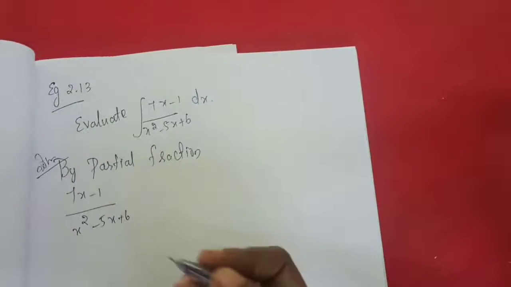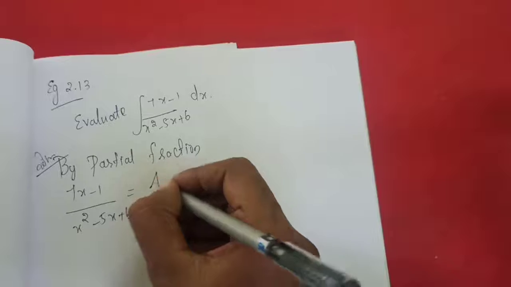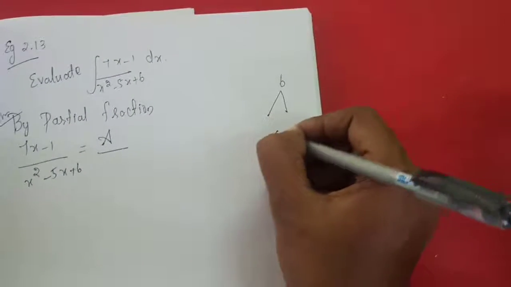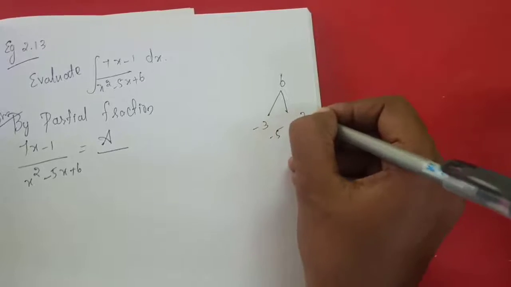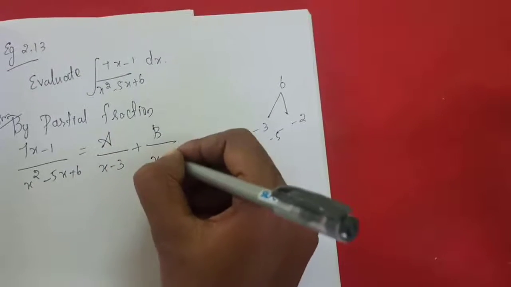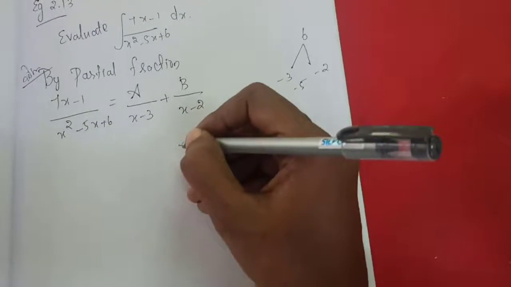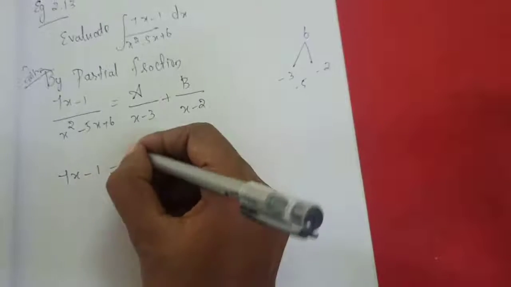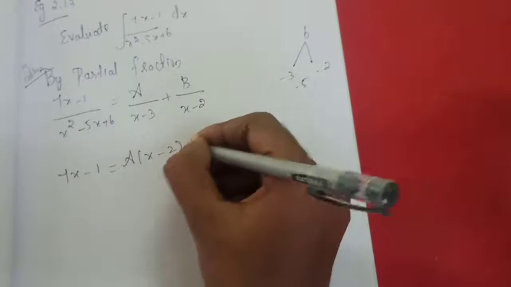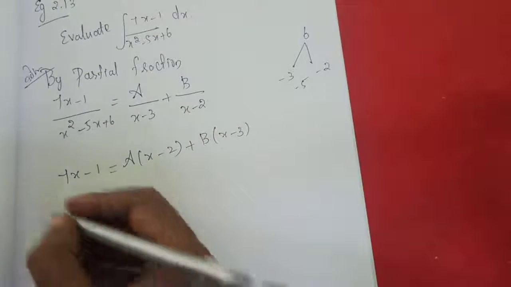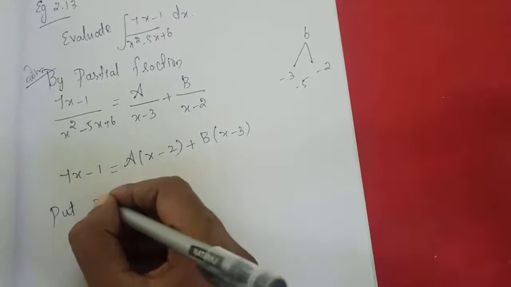Do by using partial fraction, that's equal to a by, factorize this denominator, 6 here, minus 5, so minus 3, minus 2. So x minus 3 plus b by x minus 2. Now find out this a and b value. So last year you have learned. So 7x minus 1 is equal to a into x minus 2 plus b into x minus 3. I am not going to explain it deeply. Last year you learned. Put x equal to 2.